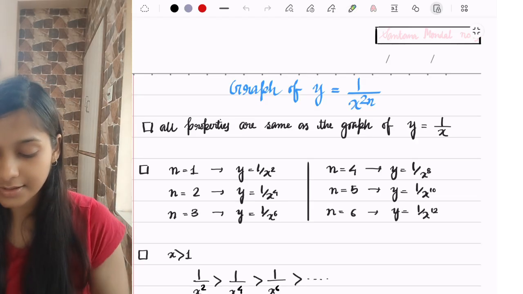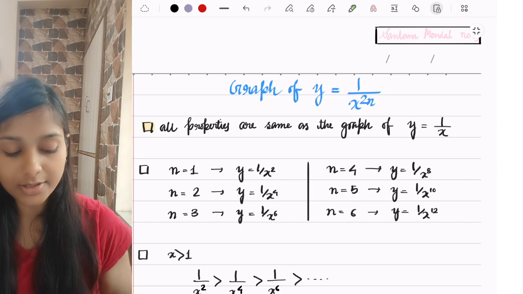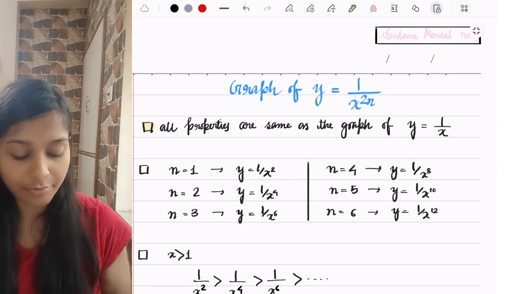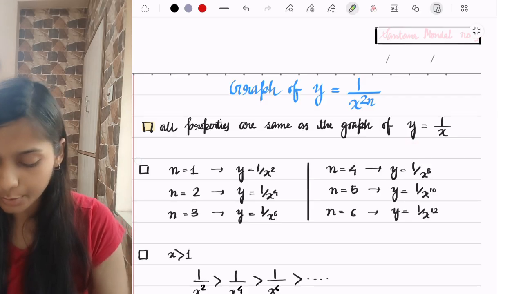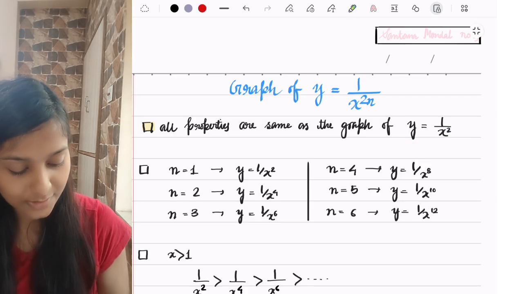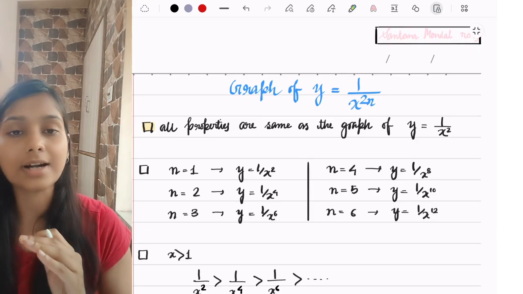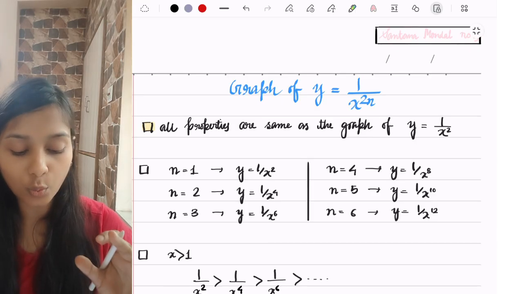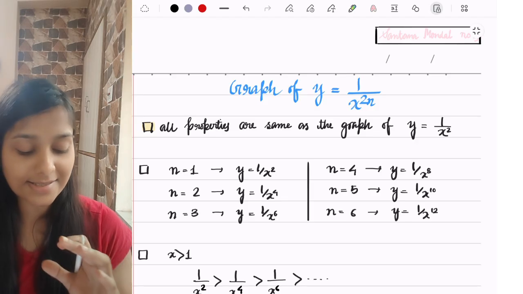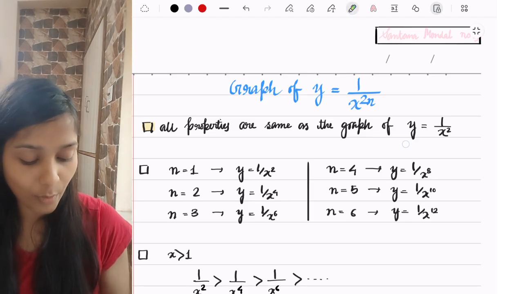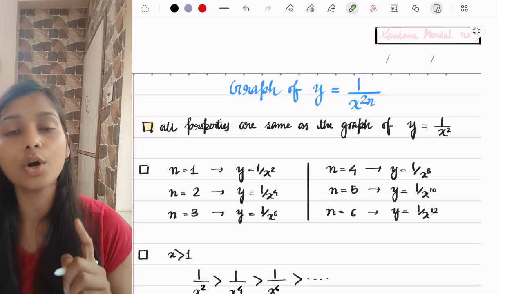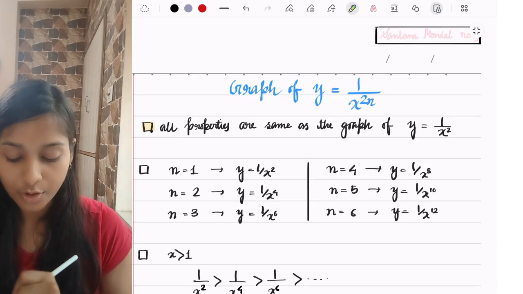So first, all the properties are the same as the graph of y equals 1 by x. So it should not be x, it should be x square. The properties of the graph y equals 1 by x power 2n are the same as this graph y equals 1 by x square. So check out the video on y equals 1 by x square.